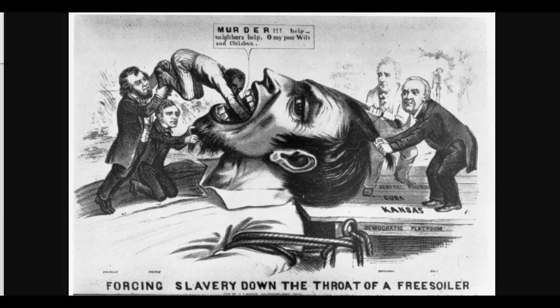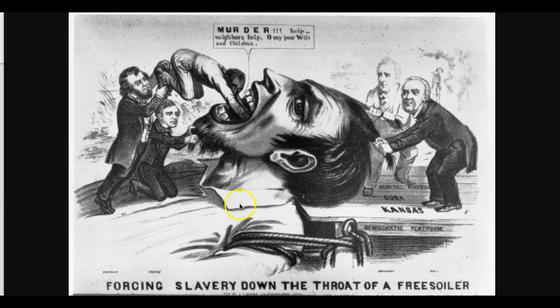And this political cartoon that you've been staring at right here is a great picture of how many thought that slavery was being jammed down their mouth, right? Forcing slavery down the throat of a free soiler. And a free soiler would be simply one who believes that the soil should be free. In other words, that there should not be any slavery in a territory.